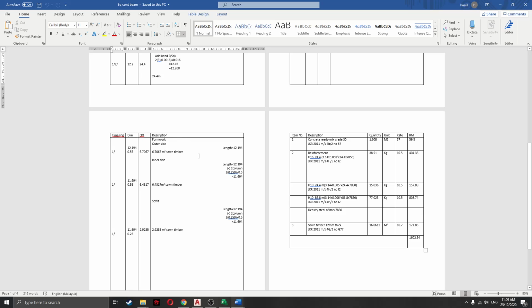Then for formwork, I get 6.706 for inner side, outer side 6.4317 for inner side, so feet 2.9235 for feet. Then I calculate, and then I get 160.2.34.